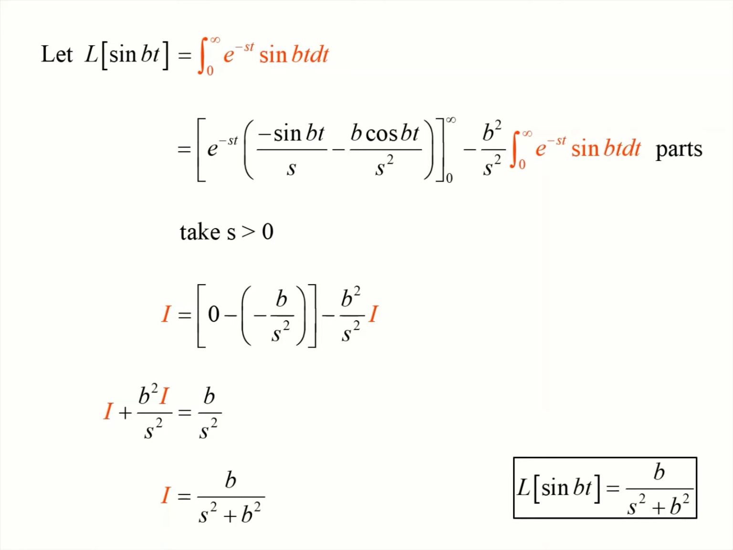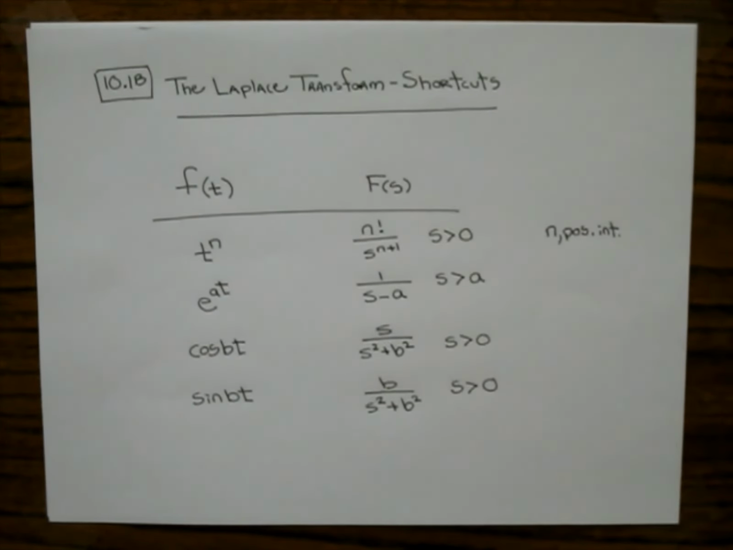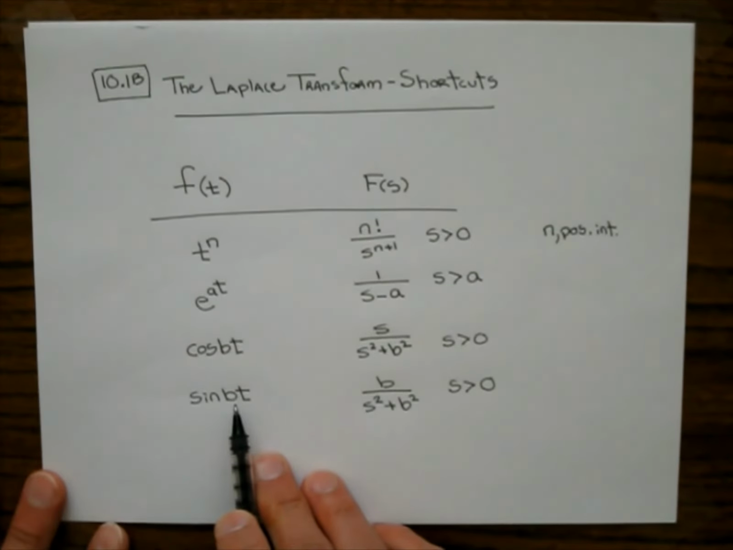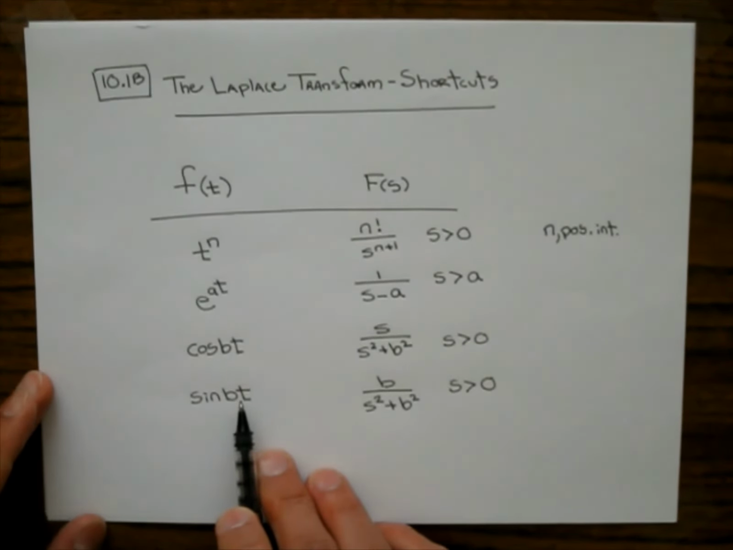And the Laplace transform of the sine bt doesn't have an s on the top. It has a b on the top. But you have an s squared plus b squared on the bottom. So that kind of goes through some of the derivations, and we're going to go back to the paper. Okay, so we finished the derivation of the Laplace transforms for these four functions. Those derivations, I'm going to include in the PDF that's next to the video on my website.